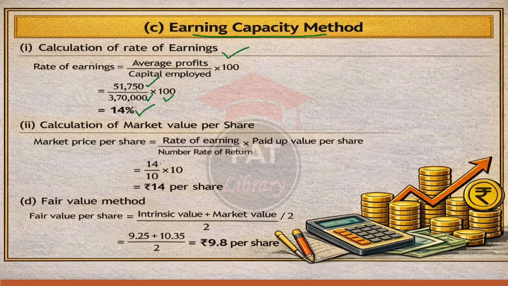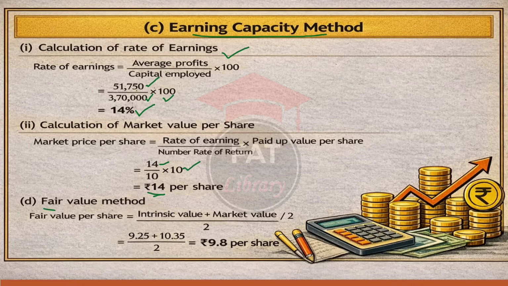So what is the rate of earnings we have calculated? 14%, divided by 10, which is the rate of return given, and multiplied by the paid up value per share given in the question, which is 10 rupees. So we got 14 rupees per share as the market value per share.